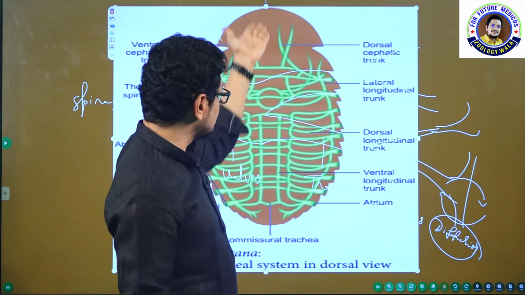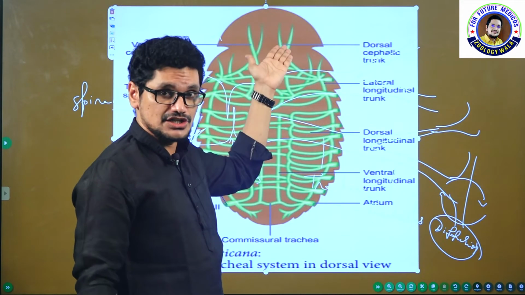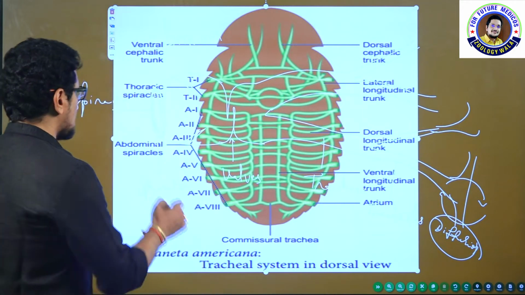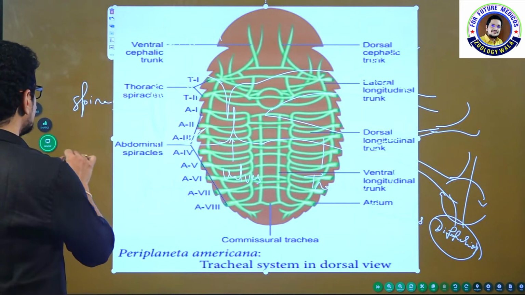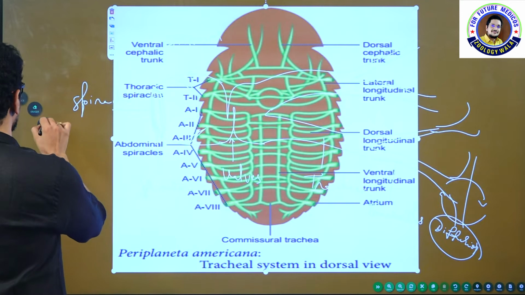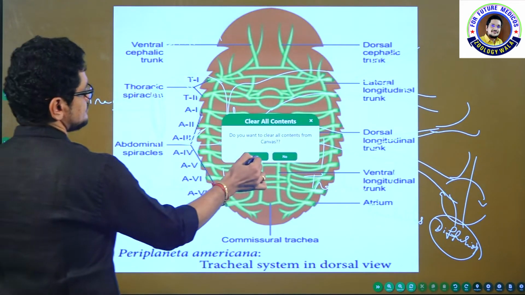You can see that even these branches are extend into the head region also. Okay, that's all about the trachea. That is the reason why these organisms are very fast. Am I clear? That's all about the respiratory system of cockroach.